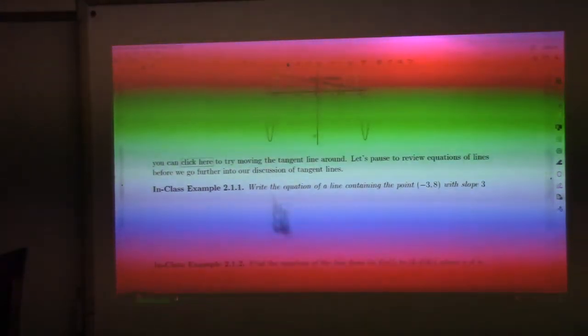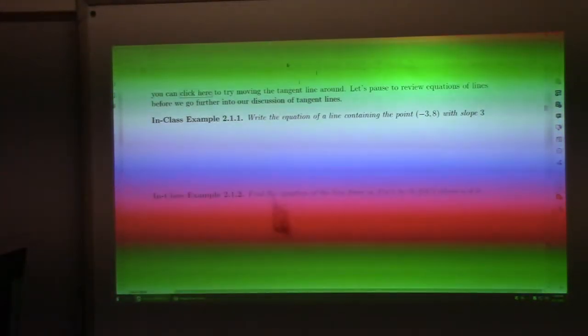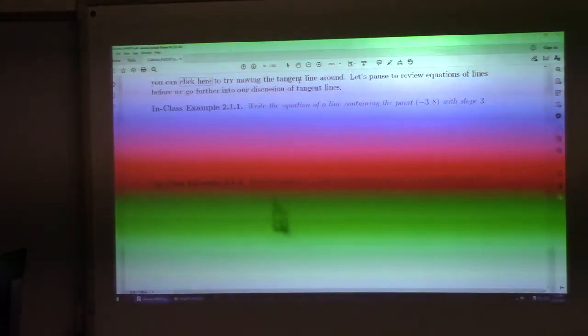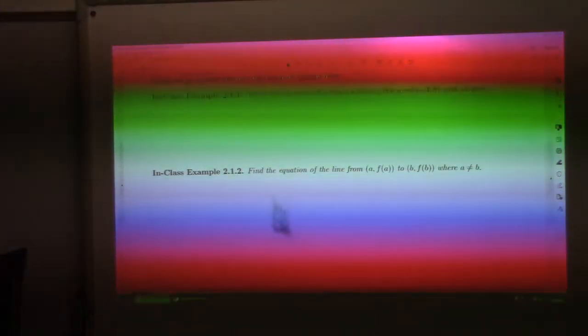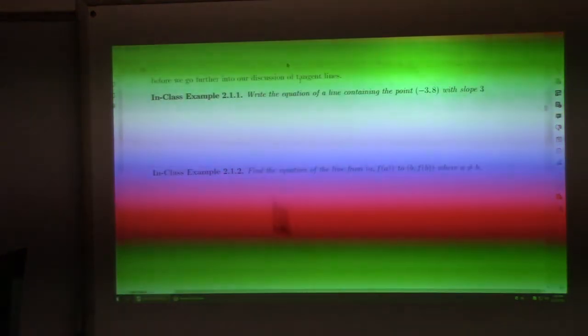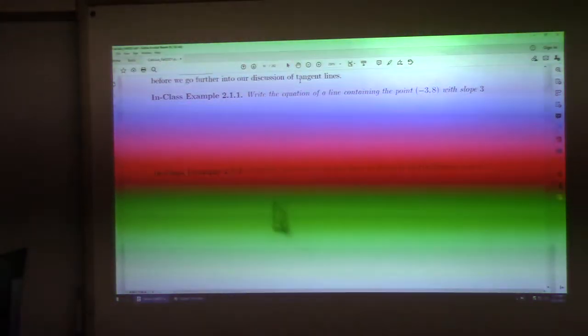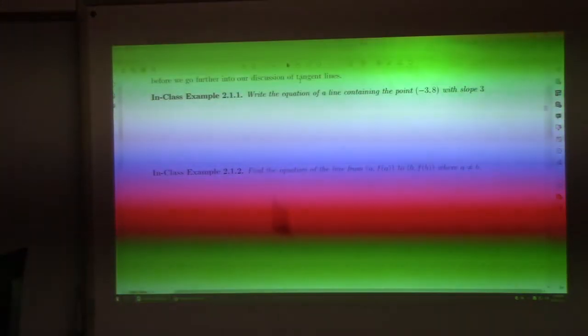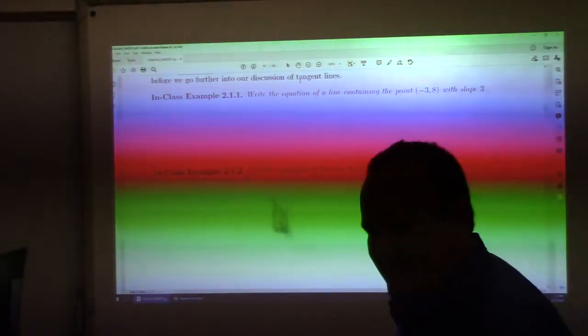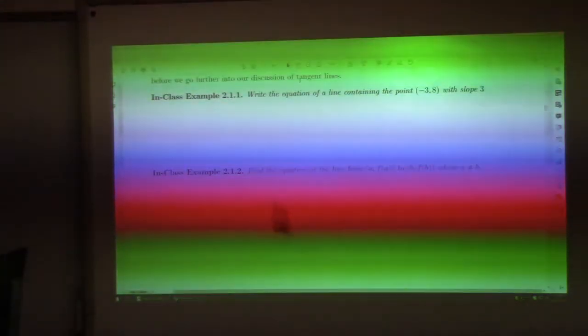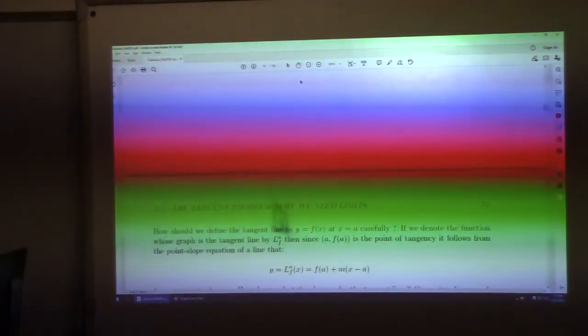All right, so I had a couple of in-class exercises here just to try to remind you guys about how we work with lines. All right, so I'll stop my projecting here for a second. Actually, let me finish the projecting and then we'll come back and do these in-class exercises, otherwise it's kind of awkward. We'll come back to these, okay?